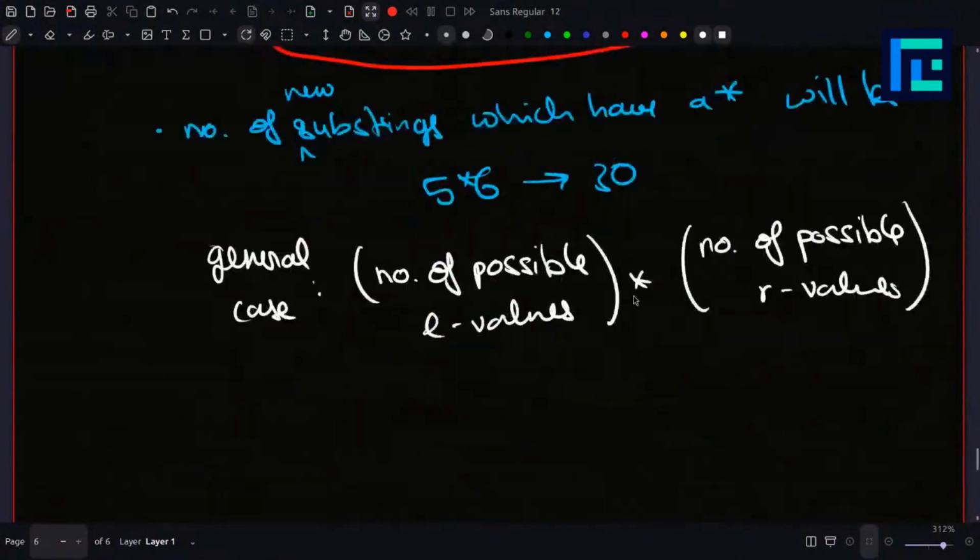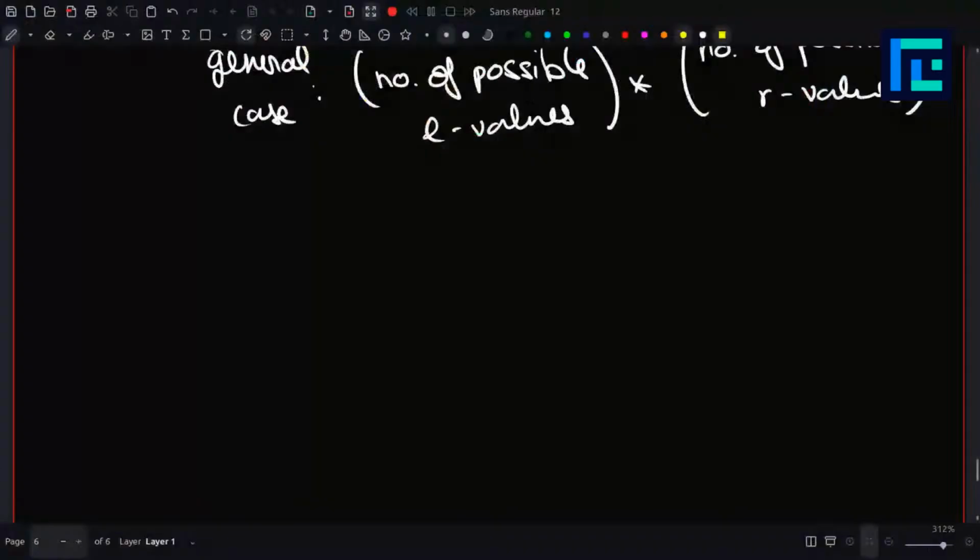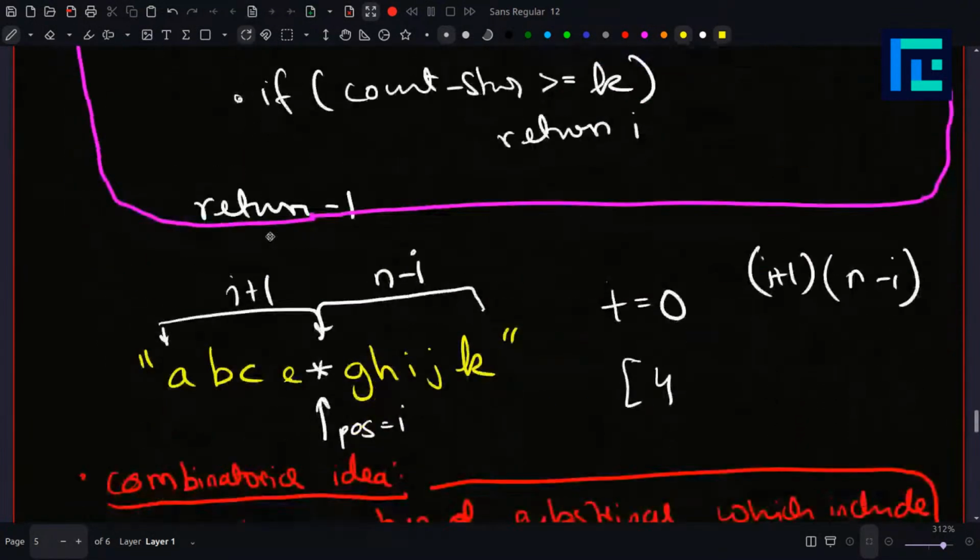Now, what if there is already a star in the string? All right, so there's already an earlier star. So we're not at time equals 1, we're at time equals 2. Let's say A, B, C, D. Then we have a star over here, already there was a star. Then E, F, G, H, I, J, K.